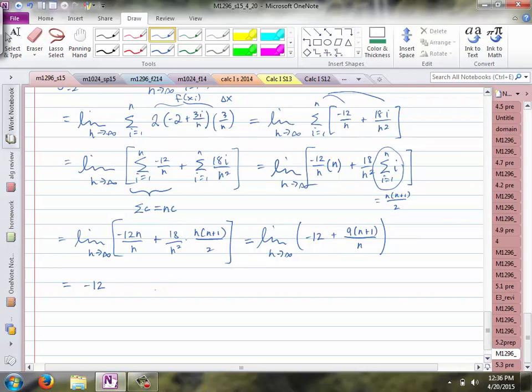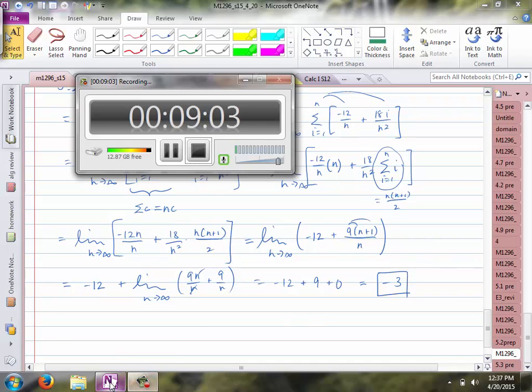Well, negative 12, the limit as n goes to infinity, that is negative 12, so I'm going to take that out front. Plus the limit as n goes to infinity. I'm just going to do some algebra on this one. Mix it up. I'm going to distribute the 9. The n's cancel. So negative 12 plus 9 plus what? 0. The limit as n goes to infinity of 9 over n is 0. So what's the result here? Negative 3.